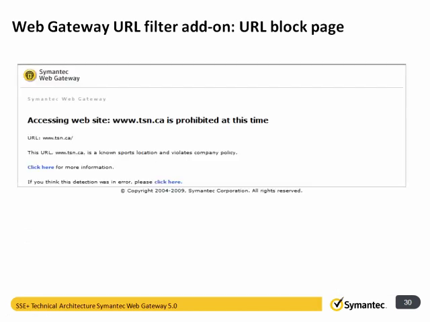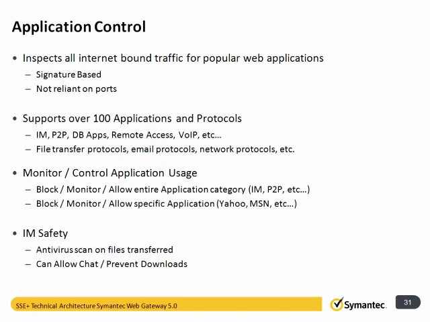This slide shows an example of the URL block page an end user will see when trying to access a website where access has been restricted. In this case, a user is trying to access a sports website, and these types of sites have been restricted by the administrator. The next module we'll look at is the Application Control module.